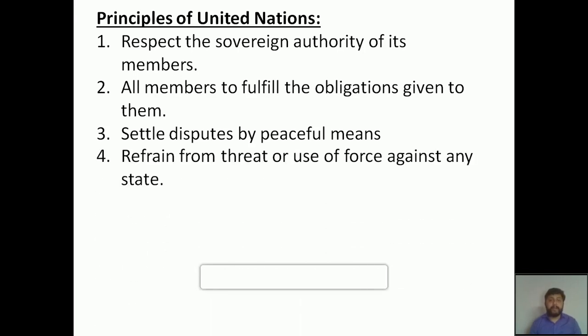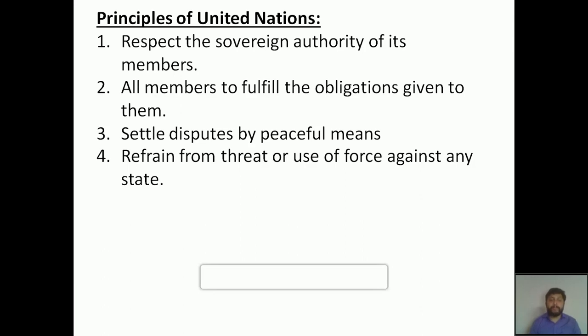Fourth one, refrain from the threat or use of force against any state. Refrain means stay away or not going for any kind of threat. So United Nations will never threaten a state, or they will never force any state to do something. If they wish, they can. But the other nations, we have already seen, international cooperation will be functioning there.